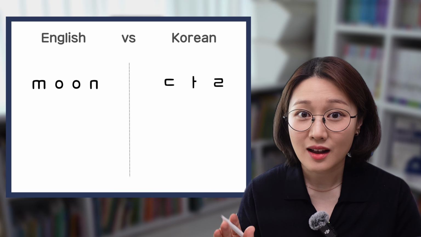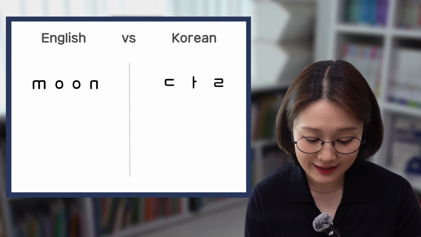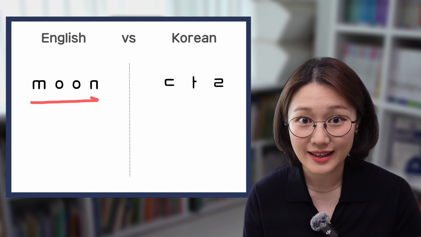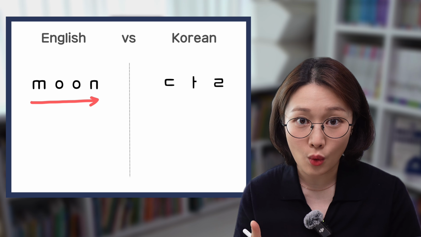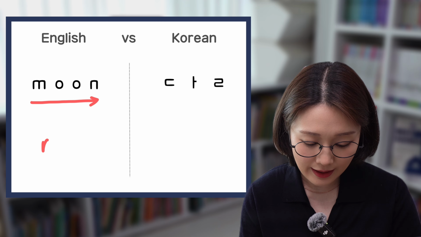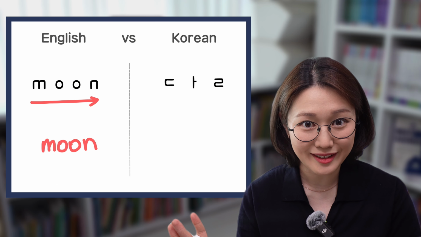In English, consonants and vowels are written from left to right, like this, in one line. So if we write M-O-O-N in one line, M-O-O-N, then we get the word moon, right?